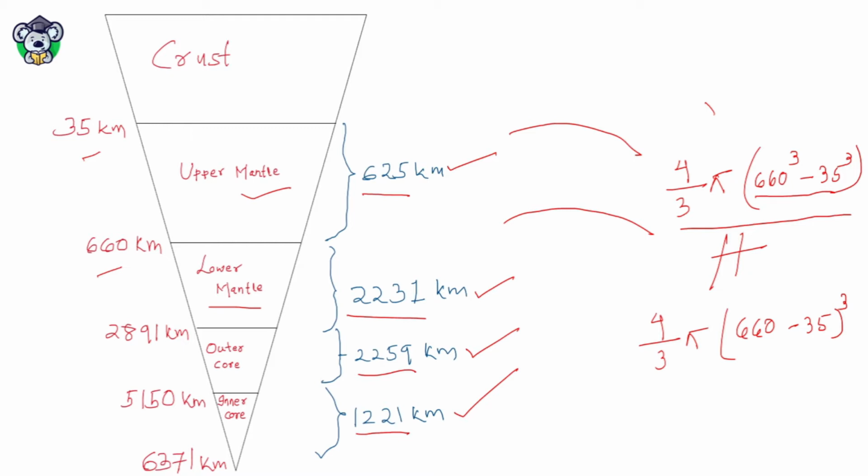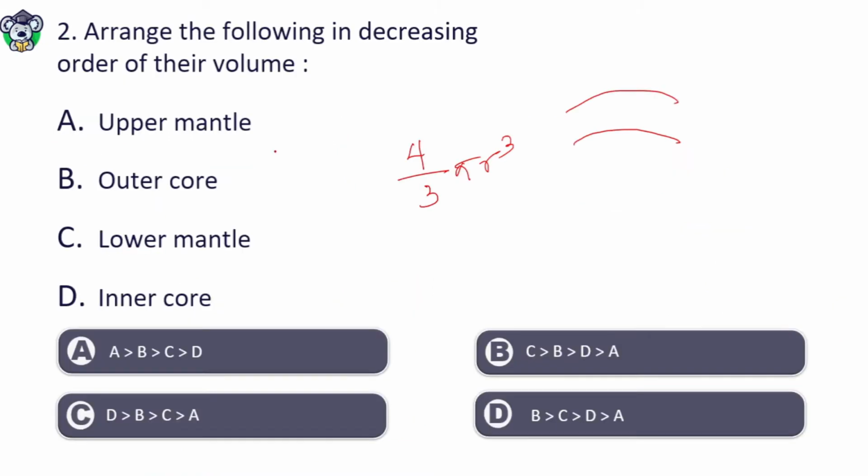Always remember this technique. 4 by 3 pi r cube is the volume of the sphere, and the volume of a hollow sphere we will calculate by 4 by 3 pi (r1 cube minus r2 cube). What will be the right answer? Lower mantle will have highest volume, then outer core, then inner core, then upper mantle. So order will be C, B, D, A, that is option B. This will be the right answer.